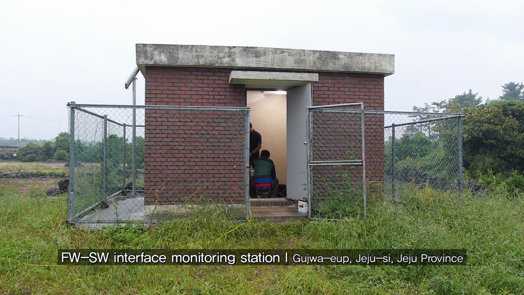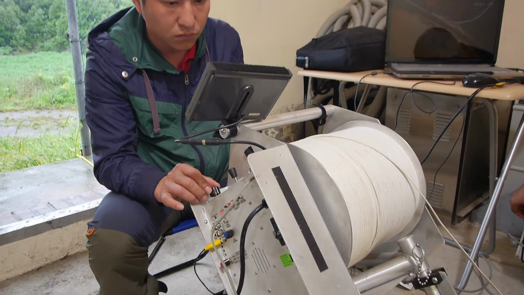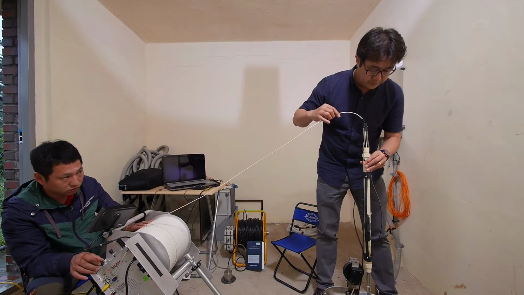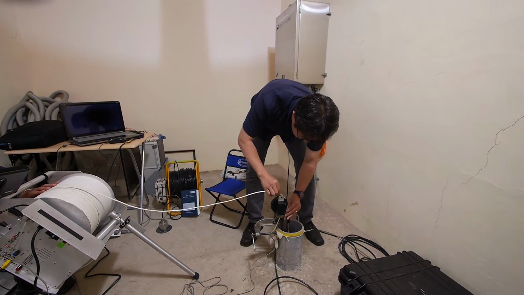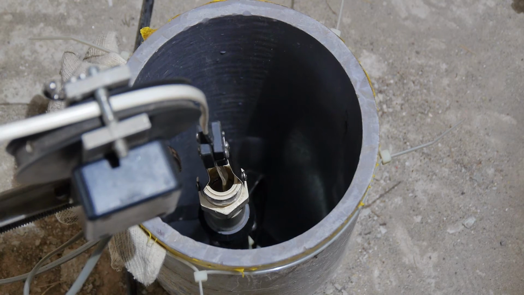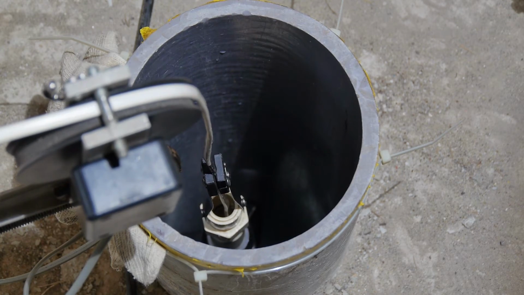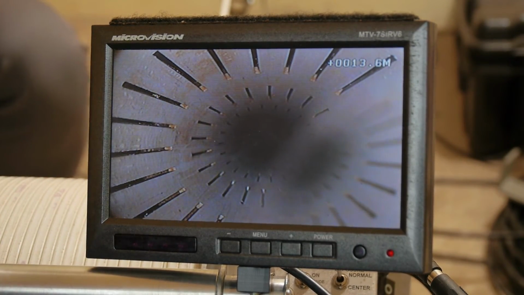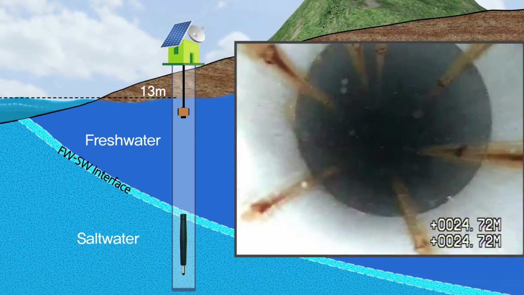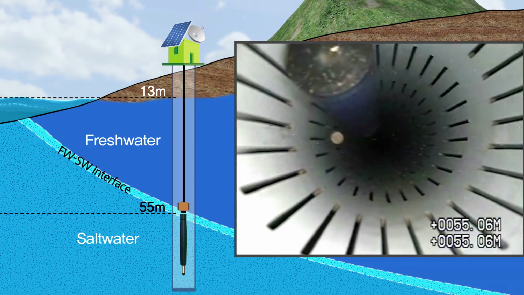Dr. Kim's team's freshwater saltwater interface real-time monitoring system is being observed in Gujwa-up, Jeju-si. The team intends to identify the location of FWSW interface monitoring system by putting a distance measuring borehole televiewer into a monitoring well that measures FWSW interface. Borehole televiewer meets fresh groundwater table when descending 13 meters from the ground surface. And the place we can see the monitoring system at 55 meters depth is FWSW interface.